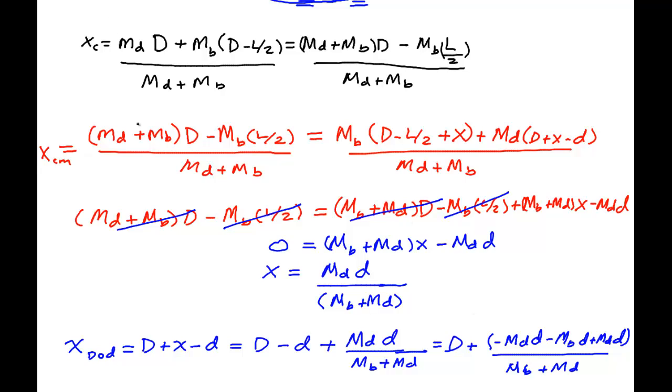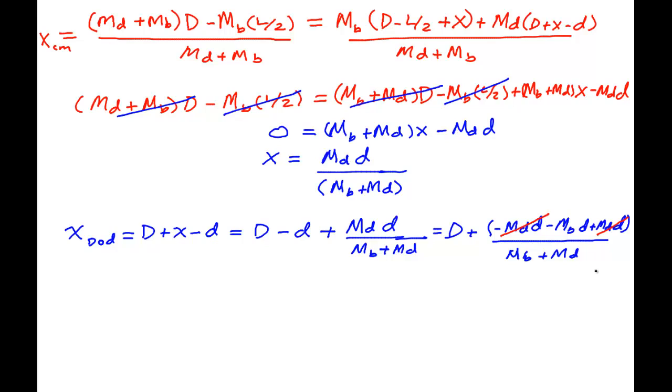And again, we see some things cancel. This cancels the mass of the dog here. And so we get that the distance of the dog is equal to D minus the mass of the boat over the total mass times the distance the dog walked. Now let's see if that makes sense.